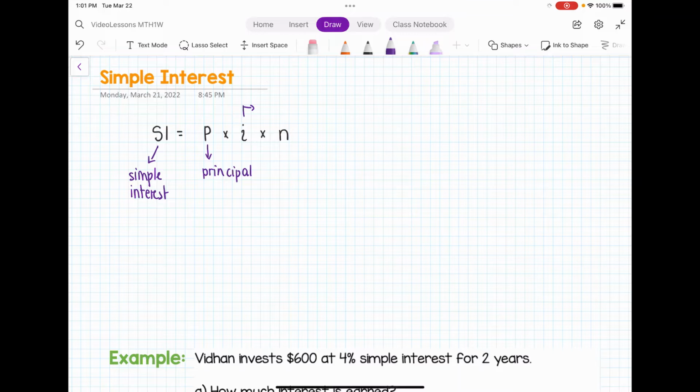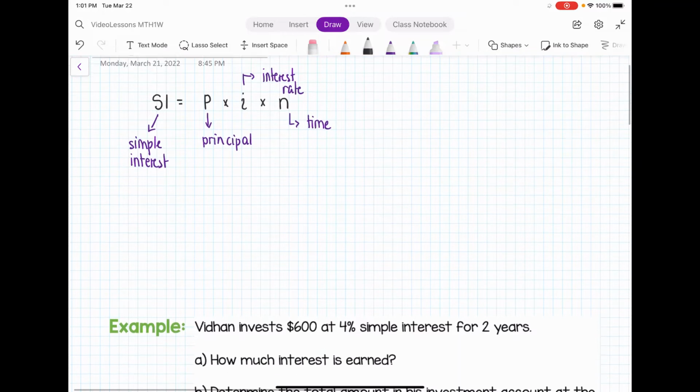And this I, and I use a cursive I, this is the interest rate. And then N stands for time. So that's one formula, and that's to calculate simple interest.